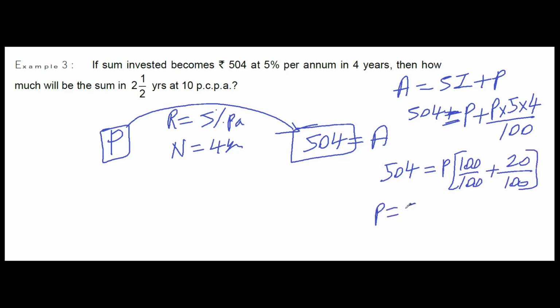So the value of P will be 504 into 100 divided by 120. If I solve this, I will get 420 rupees. So what is this 420? It is nothing but your principal amount.